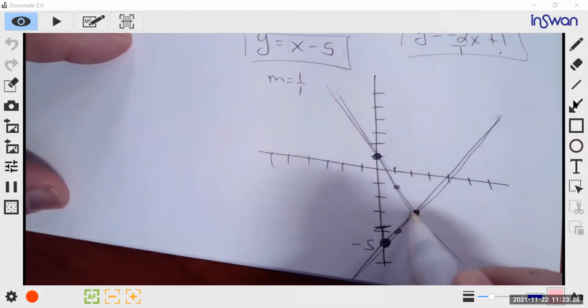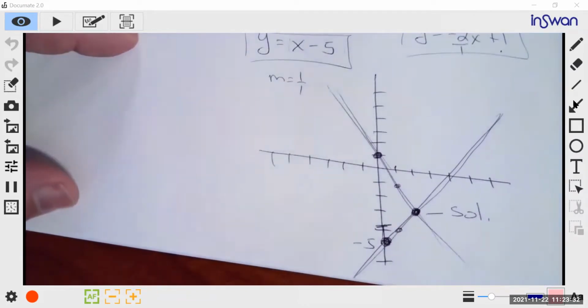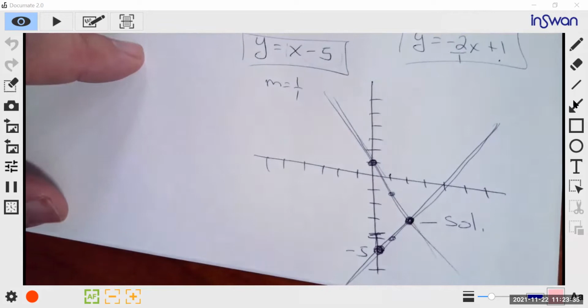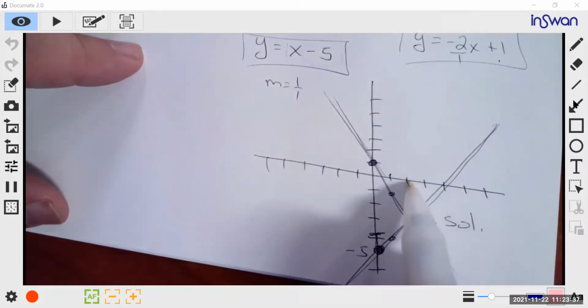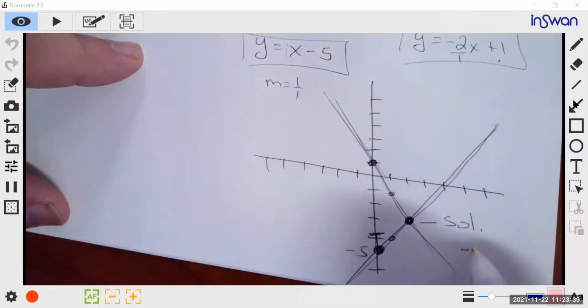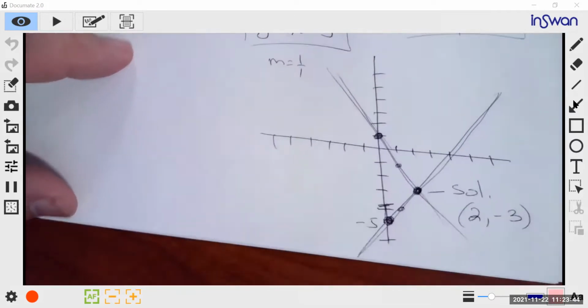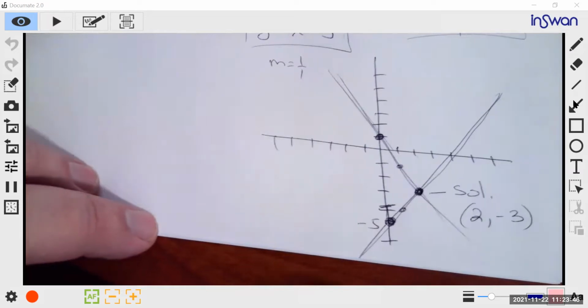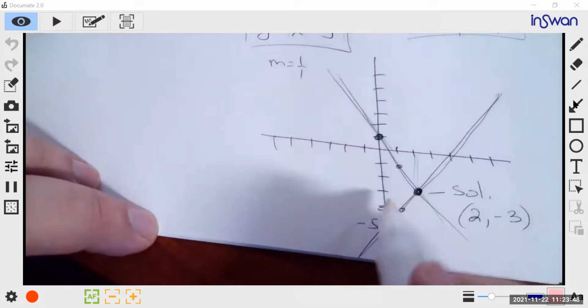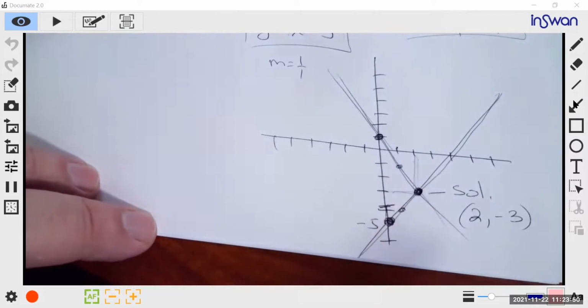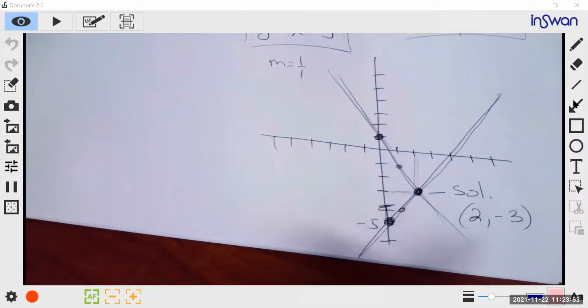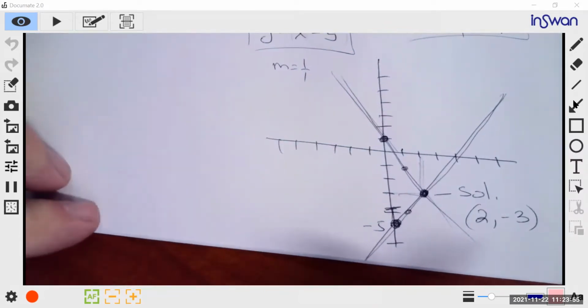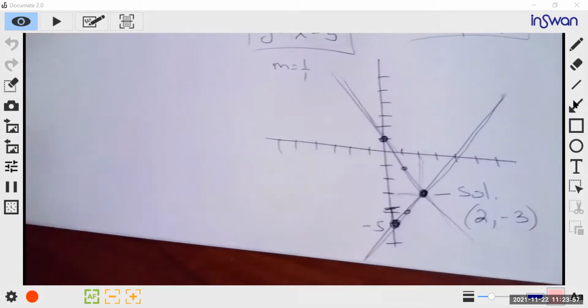Where they intersect is the answer. So it looks pretty close to 2, -3. That'd be my guess. Again, I could be wrong because my graph is not precise. So that's graphing. Take both the equations, set them equal to y, and graph them.